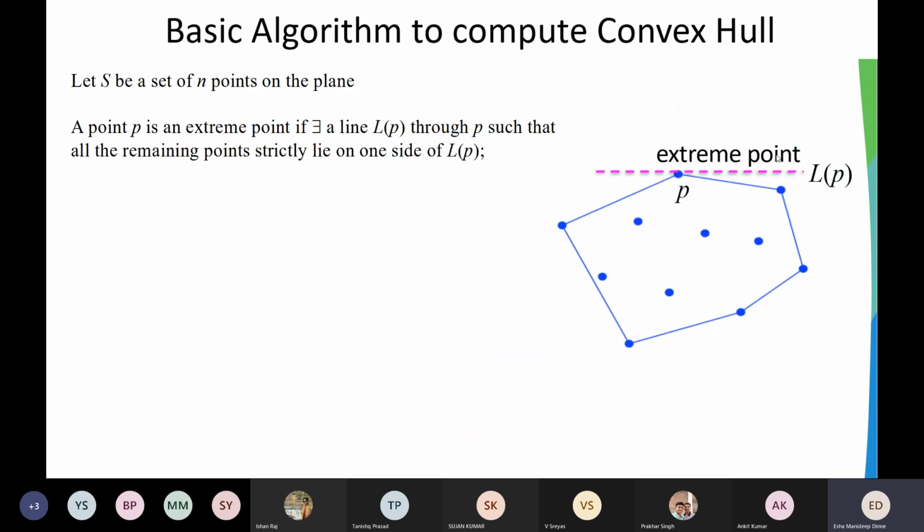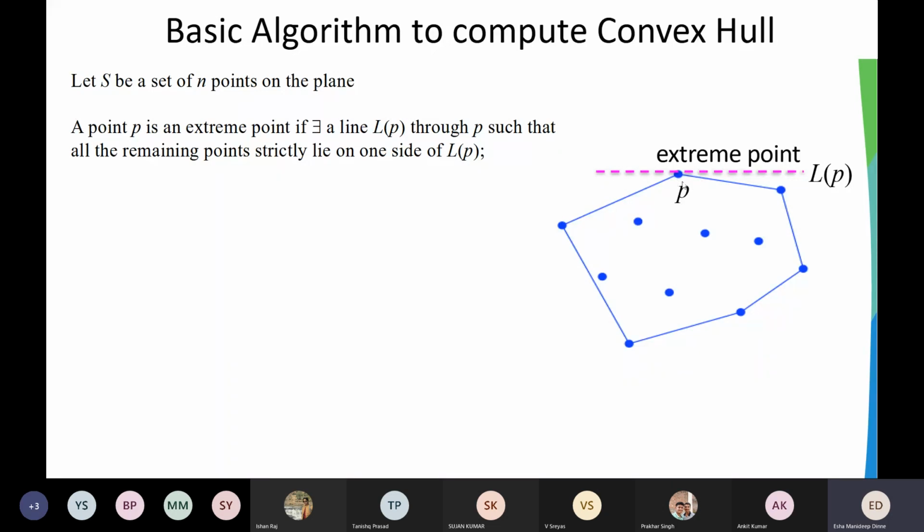There should be one such line. If you draw some line vertically, then all the points won't be on the same side. There should exist at least one line such that all the points are on the same side of that line, and that line should pass through that point P. So we will call such points extreme points.